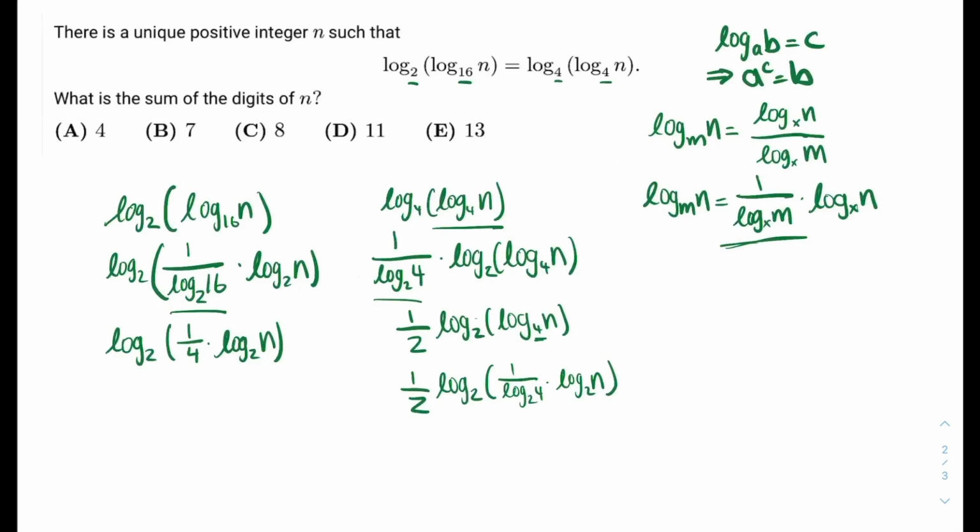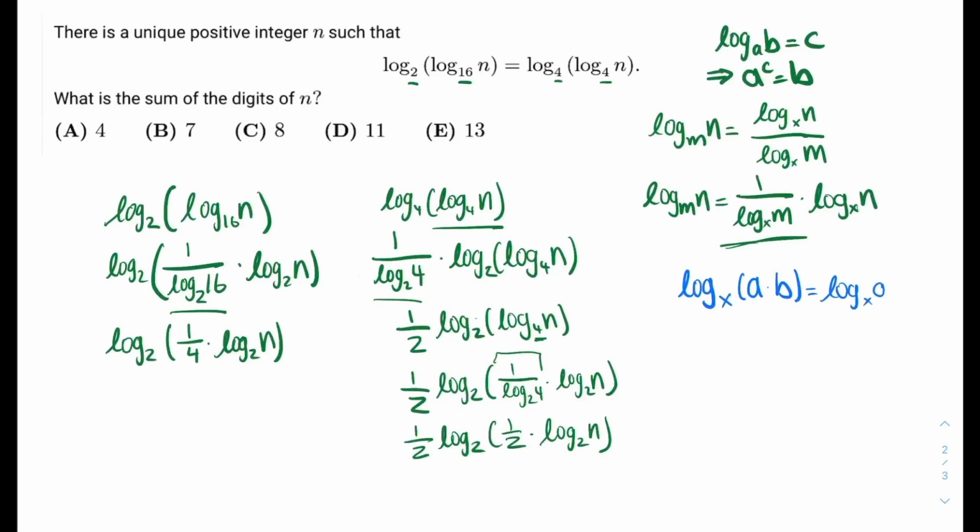And again, this 1 divided by log base 2 of 4 is the same thing as a half. So this is the same thing as half times log base 2 of a half times log base 2 n. Let's now move on to another thing that we should know about logs, which is that if you have log base x of a times b, this is the same thing as log base x of a plus log base x of b. And so that's how we're going to deal with the fact that we have two things here.